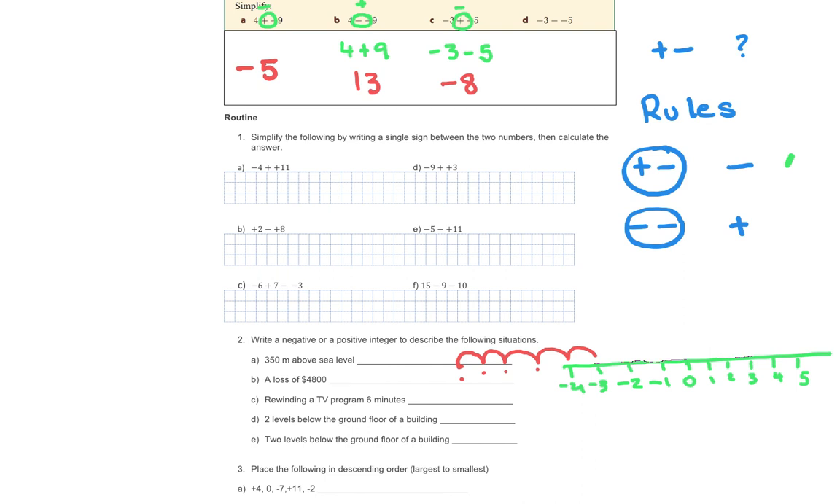And the last one is -3 minus -5. So there's 2 of those negatives. I'm going to choose this rule, make it a plus. -3 plus 5. -3, moving up 5 in that direction, and I get 2.